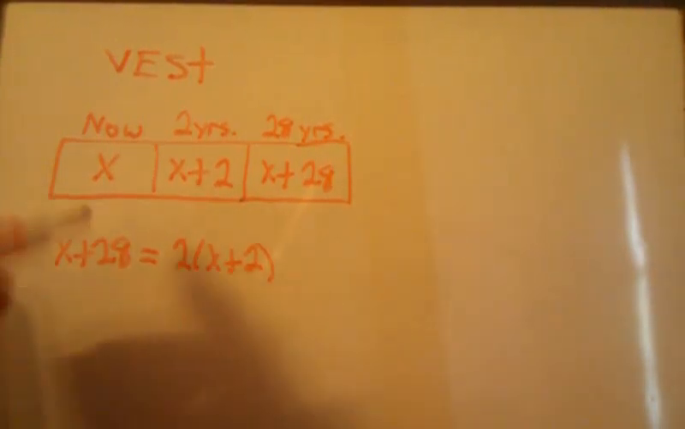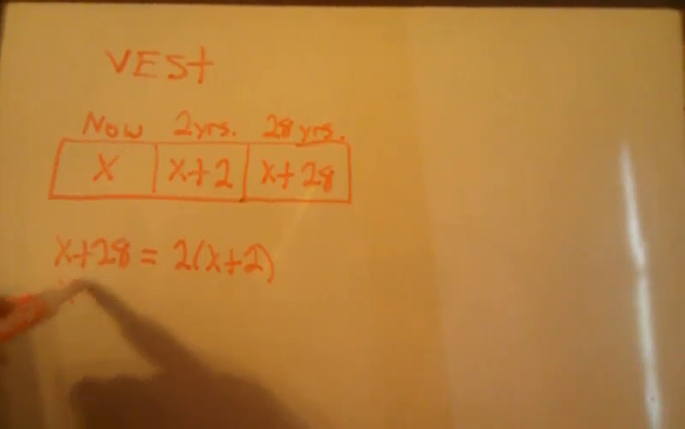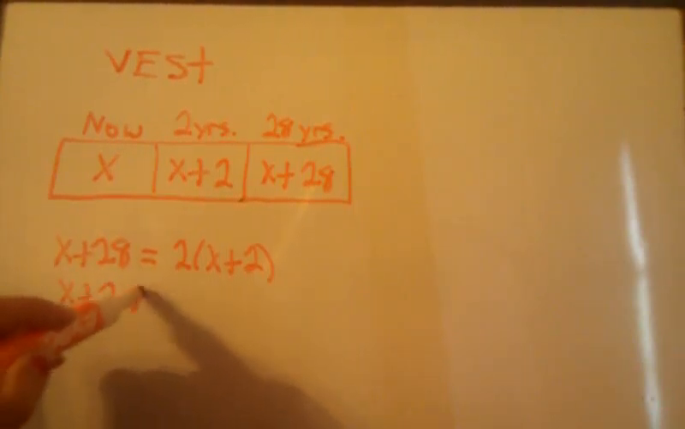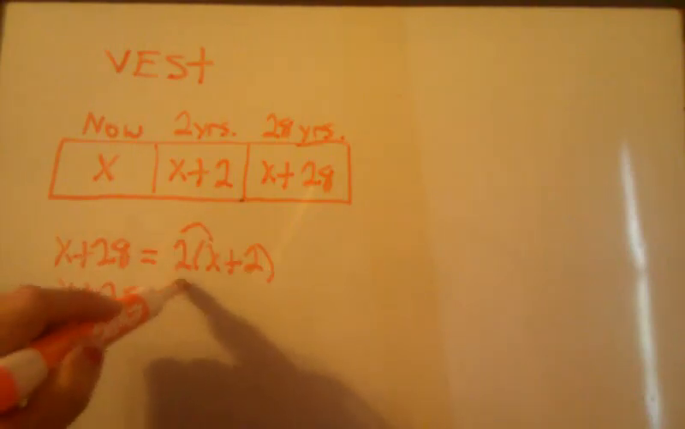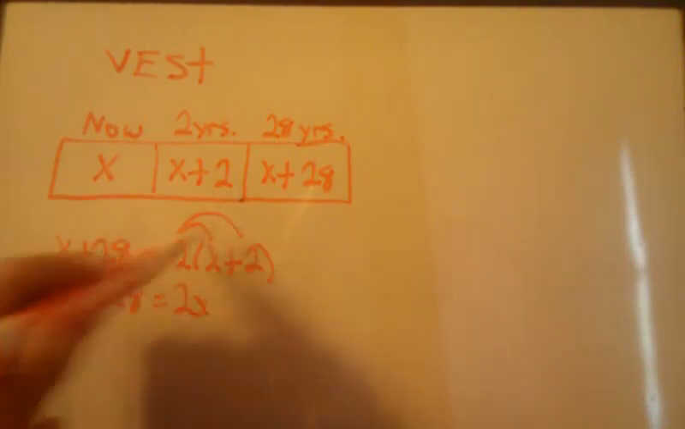Now we solve the problem. Get rid of the parentheses. X plus 28 equals 2X plus 4.